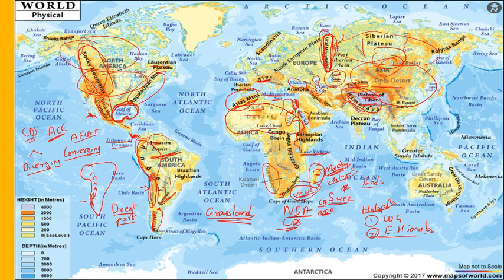Coming to the bottom part, here you have the Indian Ocean, then the Pacific Ocean on both sides, and then here you have the Atlantic Ocean. This is the Atlantic Ocean, and then here you have the Arctic in the North Pole, and here you have the Antarctic in the South Pole.